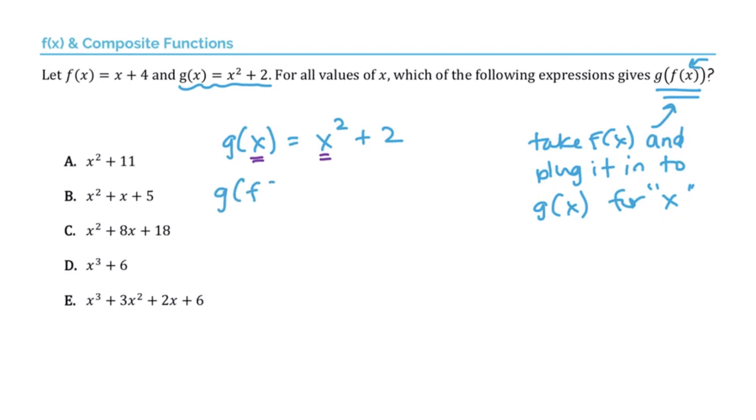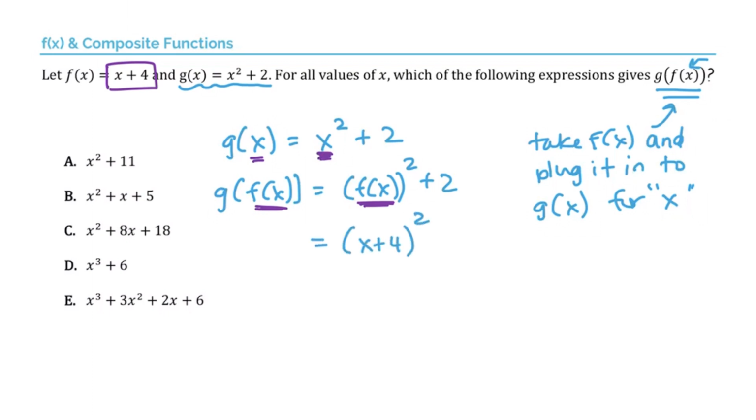It's asking me to find g of f of x. So what I'm going to do is everywhere that I see an x, I'm going to put an f of x. So what I did is instead of having x squared, I have f of x quantity squared because that's what I'm plugging in. Well, f of x is just x plus 4. So to solve for g of f of x, I'm going to replace f of x with x plus 4, square it, and then add 2. So that is how I'm going to find my final answer.